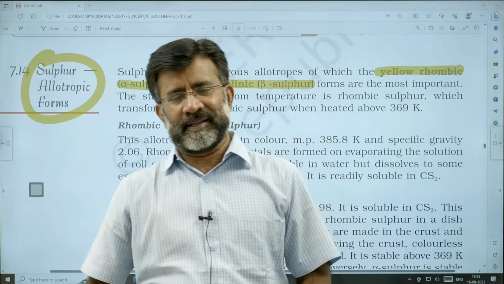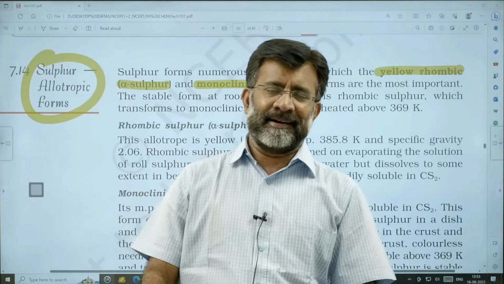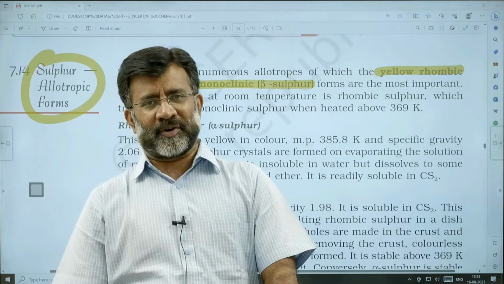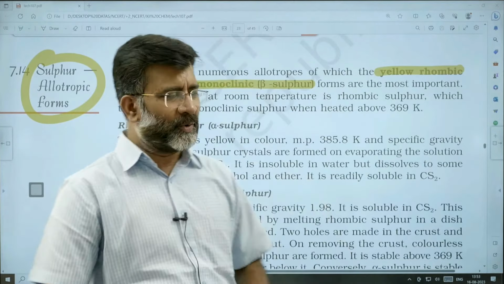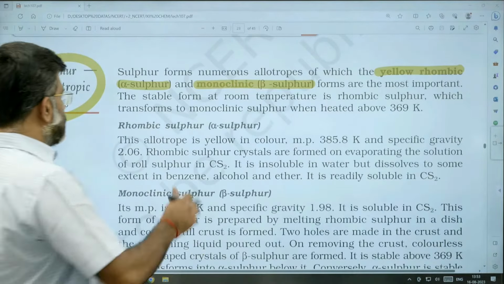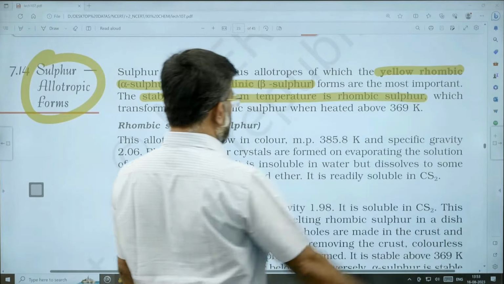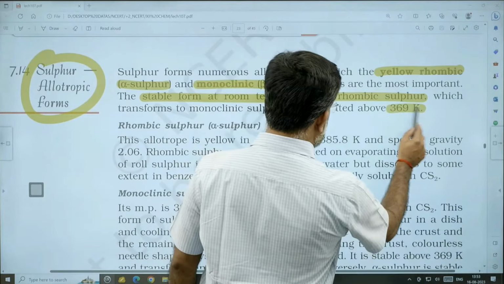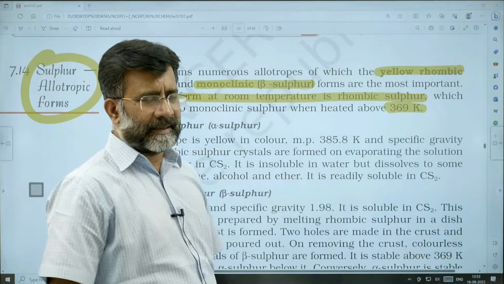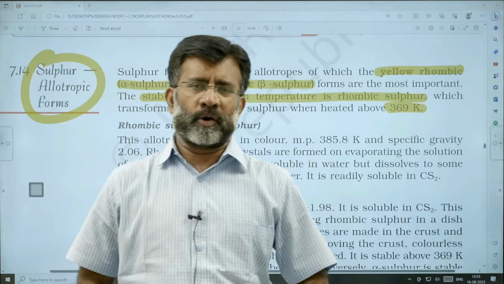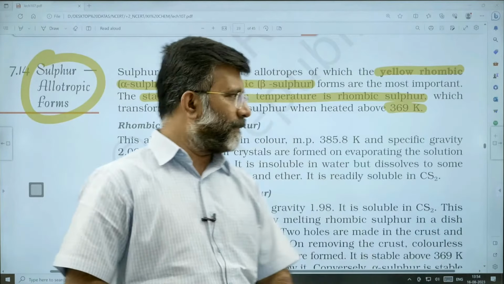We are learning in solid state chemistry about the crystal lattice dimensions of rhombic and monoclinic. You may review that. The stable form at room temperature is rhombic sulfur. Rhombic sulfur is the stable form, and alpha to beta conversion occurs at 369 Kelvin, which is the transition temperature for the two allotropic forms of sulfur.